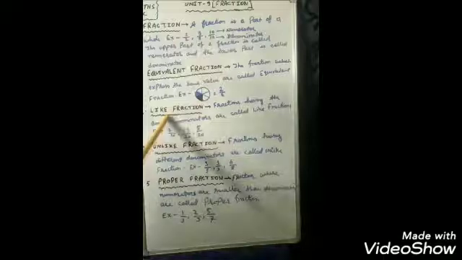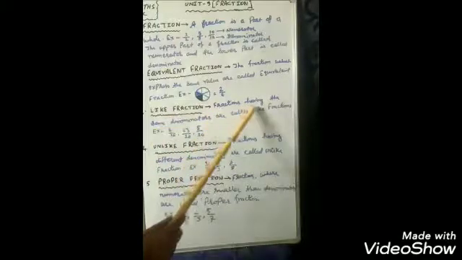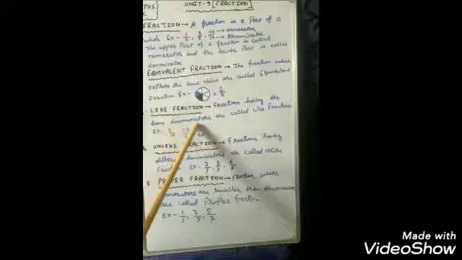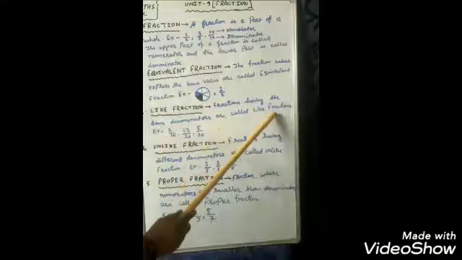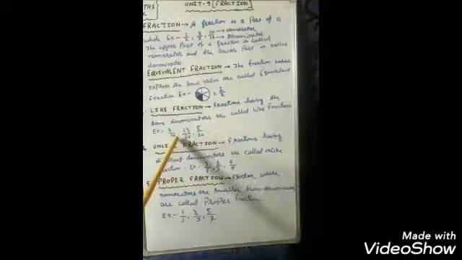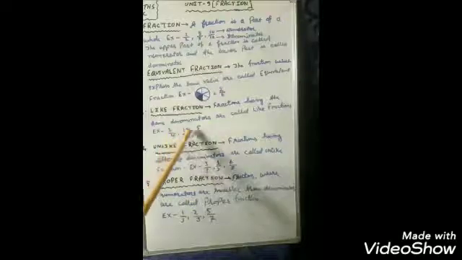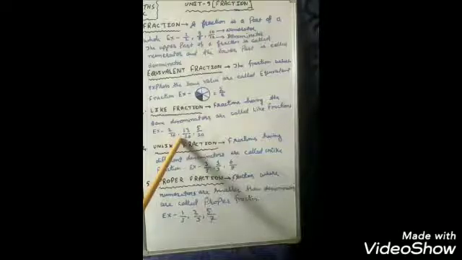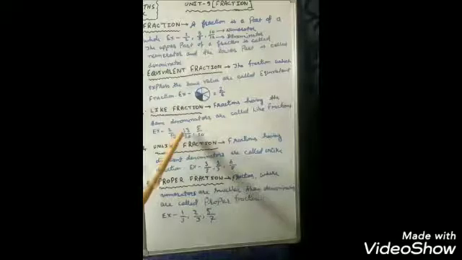Next, like fraction. Fractions having the same denominators are called like fractions. Denominators are same: 2 by 10, 13 by 10, 5 by 10. 10 is the denominator. It is the same in each fraction. That's why it is called like fraction.